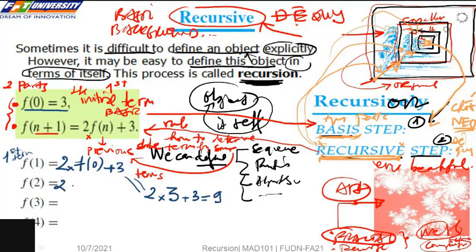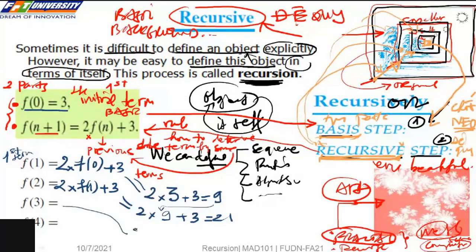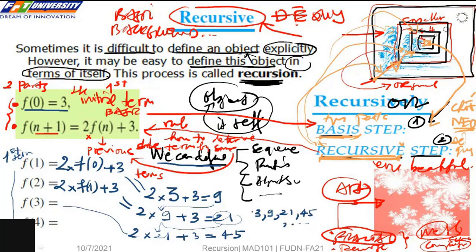Here, 2 times f(2) plus 3. And here we have 21. Then we have to multiply the previous term, 21, by 2 and plus 3, and we have 45. And this is the second, and we can define the sequence here by the recursion.